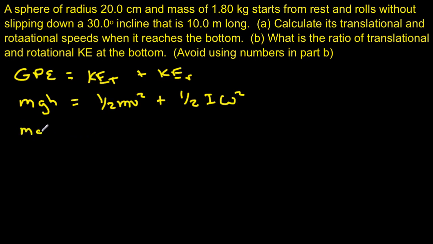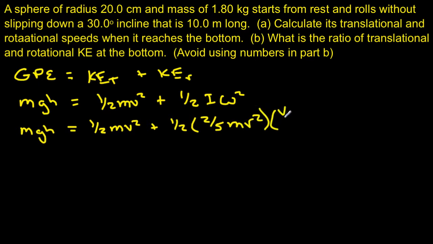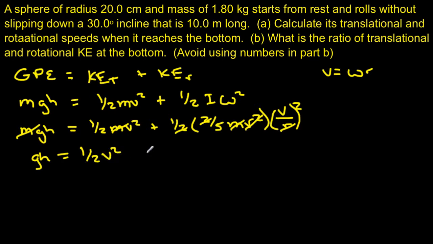So let's do that. mgh equals 1/2 mv squared plus 1/2 I, which will be 2/5 m r squared, and then omega will be v divided by r, coming from the equation that v equals omega r. And rearranging that, we can get this. Looking at this equation, we see that all the terms have an m, so we can divide all the m's out. This r squared and that r squared will cancel out, and this 2 and that 2 will cancel out, giving us an equation at the end: gh equals 1/2 v squared plus 1/5 v squared.